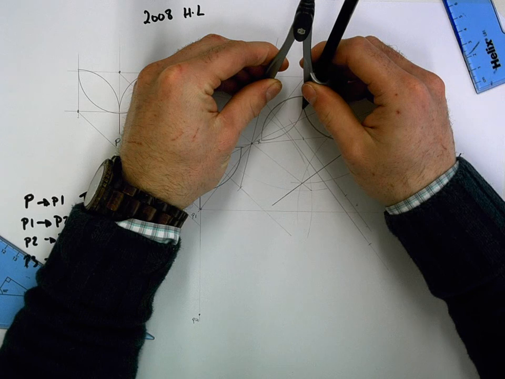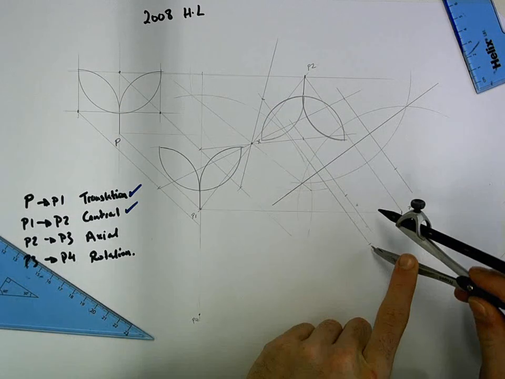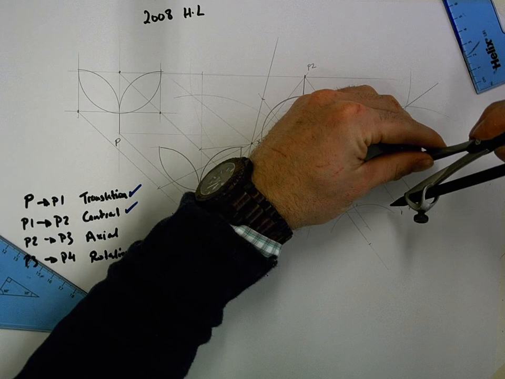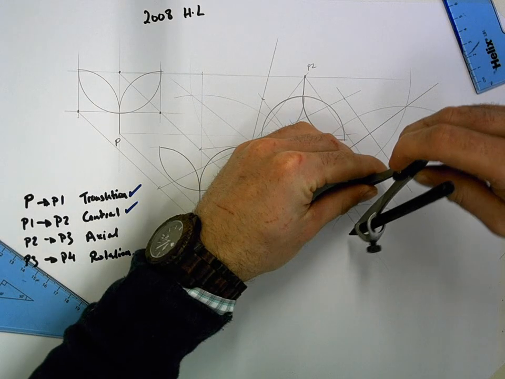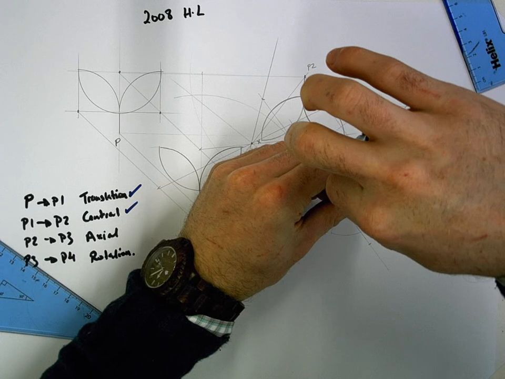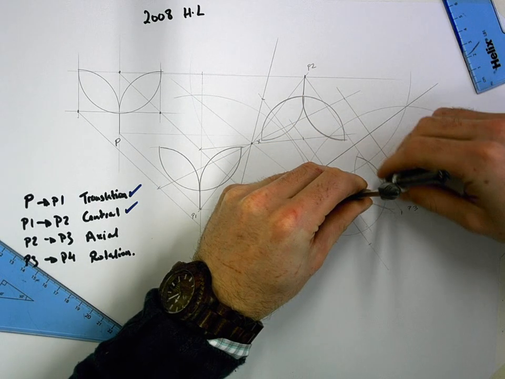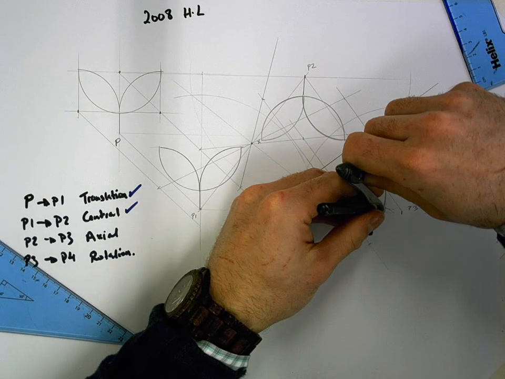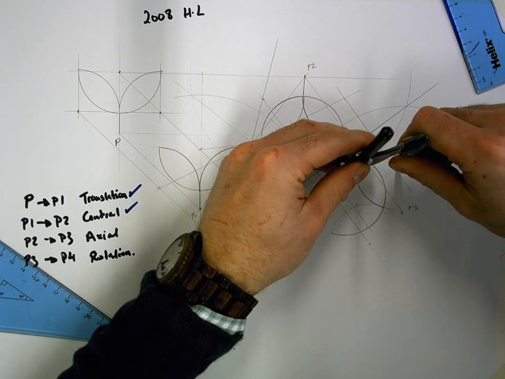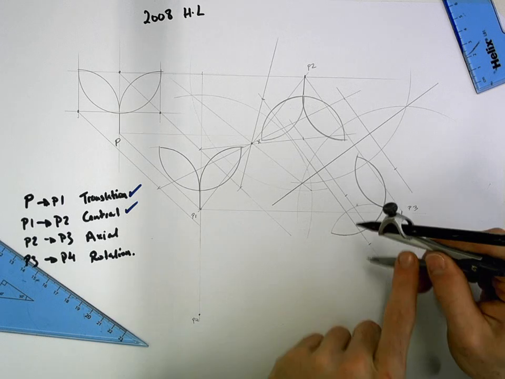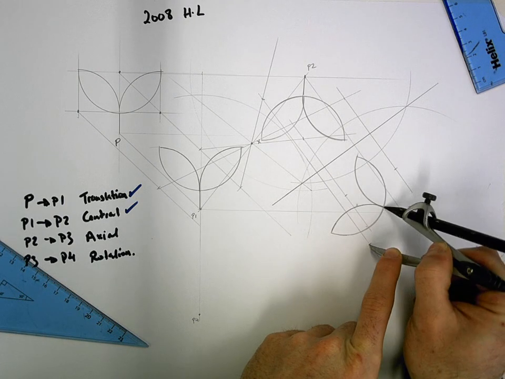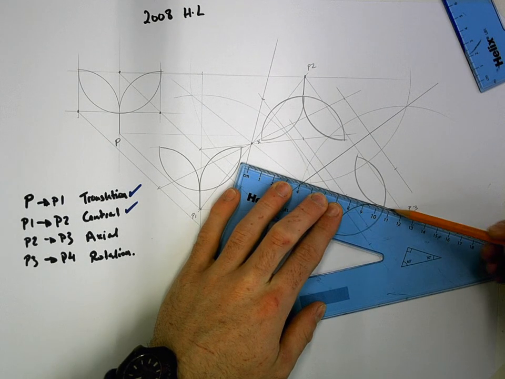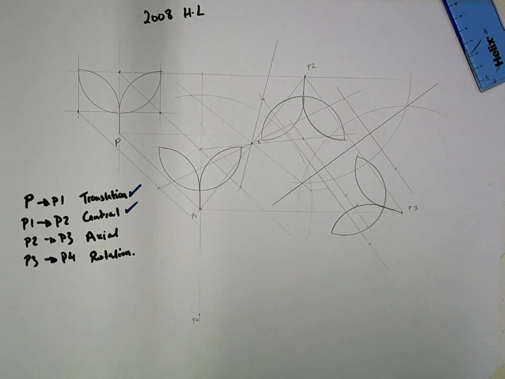So we go back to our radius 30. And once we're happy with it, we go over it heavy. Okay, and once again, I'm keeping the shape as I go through. And that's axial symmetry complete.